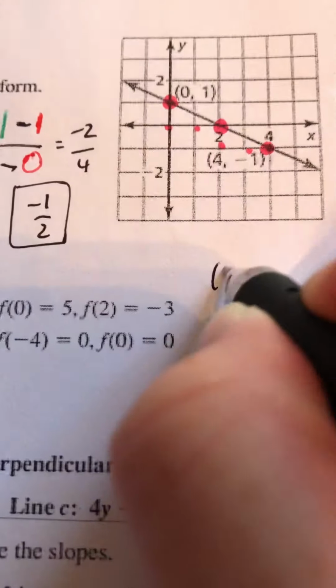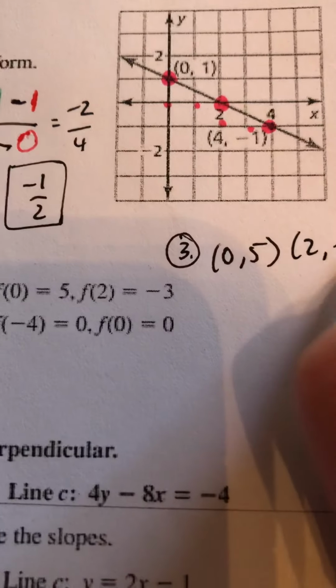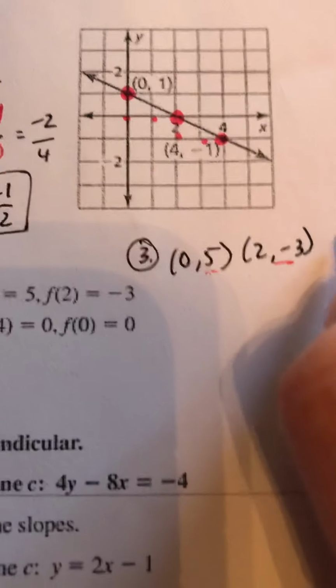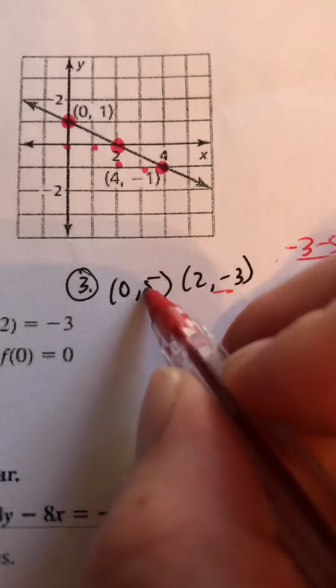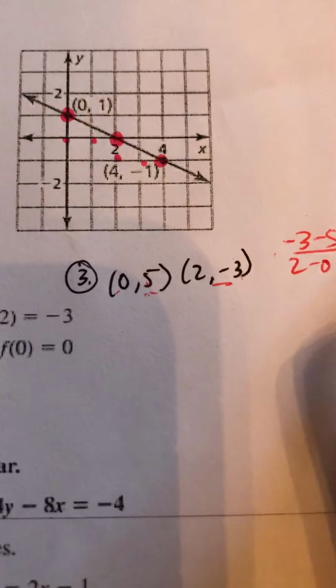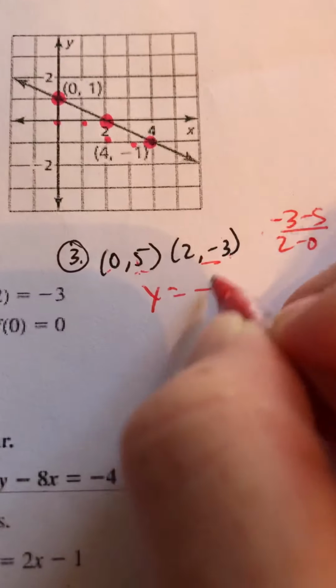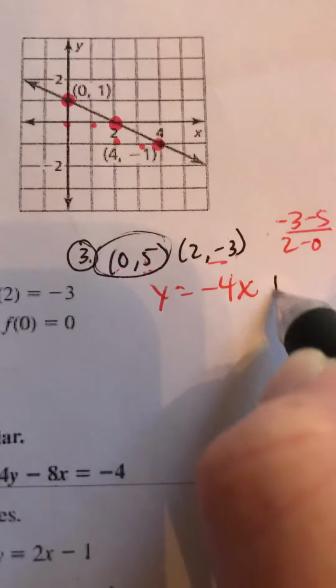So right here, this is 0, 5, oh sorry, number 3. 0, 5, and 2, -3. So again, here's my y's. I'm going to do -3 minus 5 over 2 minus 0. -8 over 2 is -4. That's my slope, so y equals -4x. And then again, here it is. That's my y-intercept, plus 5.